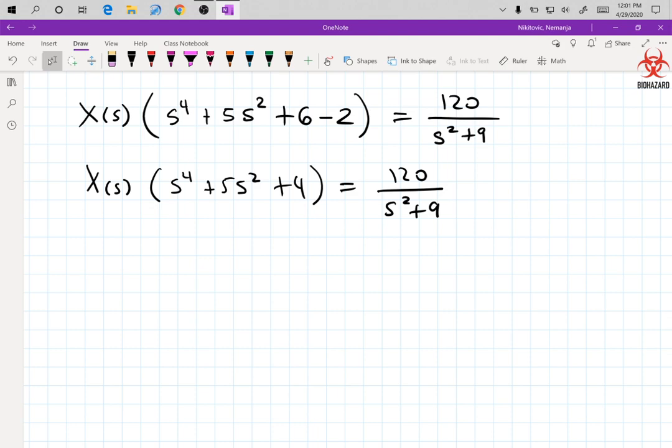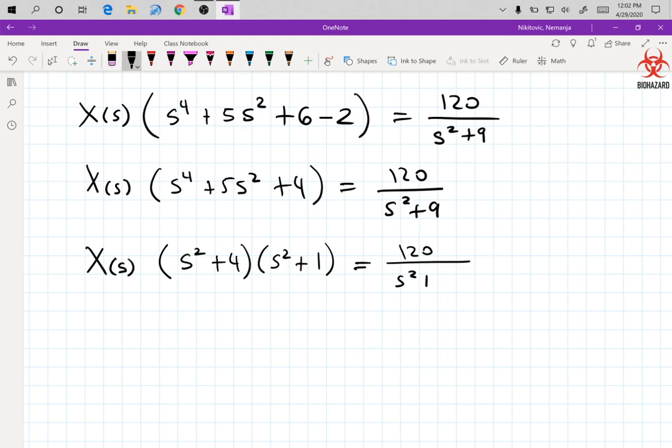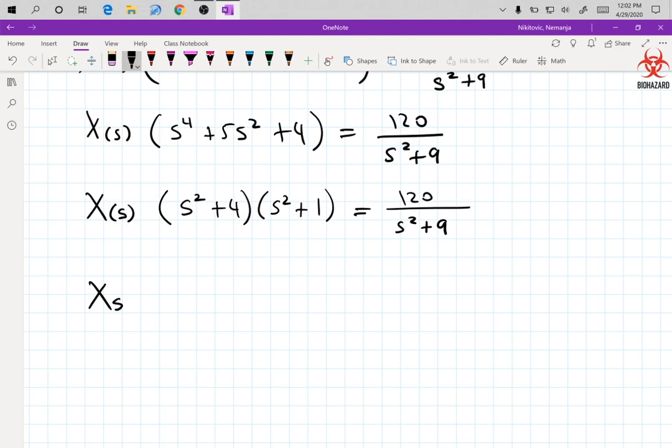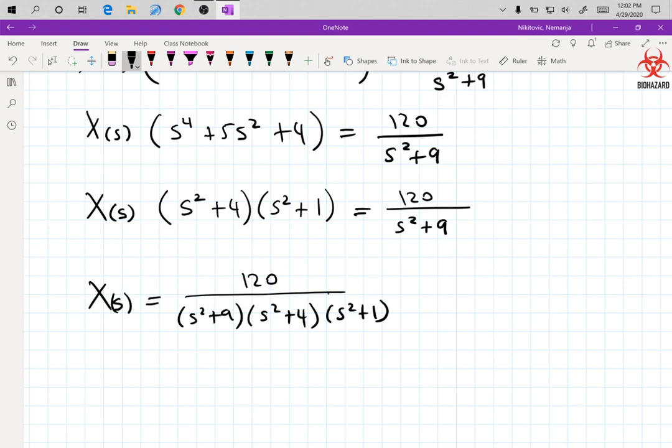So now this one factors into s squared plus 4 and s squared plus 1 equals 120 over s squared plus 9. And we got our x of s. It is 120 divided by s squared plus 9, s squared plus 4, s squared plus 1.